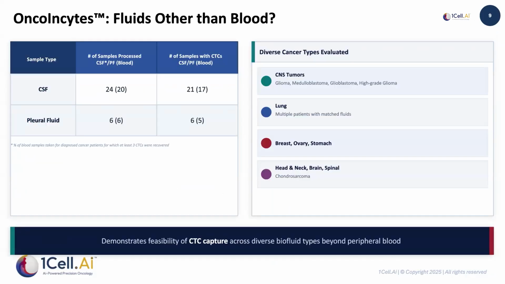One more important point before we move on, and this is particularly relevant for CNS cancers and thoracic malignancies. The technology isn't just limited to blood. At 1Cell, we've demonstrated CTC capture or tumor cell capture from cerebral spinal fluid and pleural fluid. In CNS tumors like glioblastoma and medulloblastoma, where a blood draw tells you almost nothing about what's happening in the brain, CSF-based CTC analysis opens a completely new window.